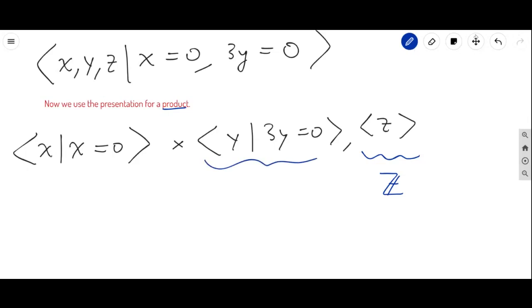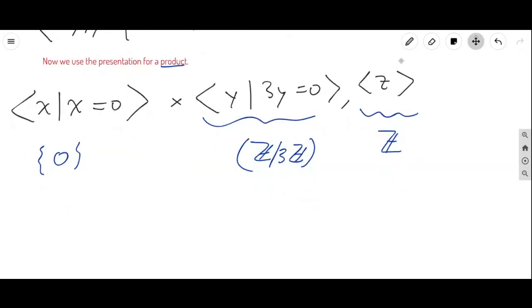Now, what about this? Here you have one generator, but that generator, when you add it 3 times, gives you 0. That is the group Z mod 3Z. That's what it's isomorphic to. And this group, well, this is just a trivial group. This is just a group that consists of just 0. So you can drop it out. This is sort of like the identity. You can drop it out.